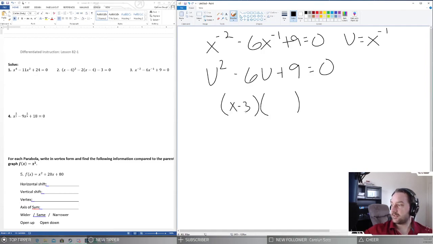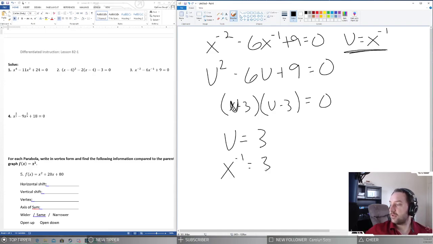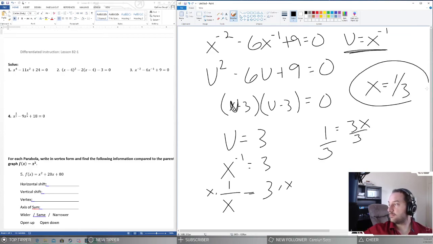That factors into u minus 3, u minus 3. So that means u equals 3 if you set it equal to 0 and solve. Now, substituting this back in, you're going to get x to the negative 1 equals 3, which is 1 over x equals 3. Now solving that, you're going to multiply both sides by x. So you get 1 equals 3x, and then divide both sides by 3. So you're going to get x equals 1/3. And that's going to be our answer.